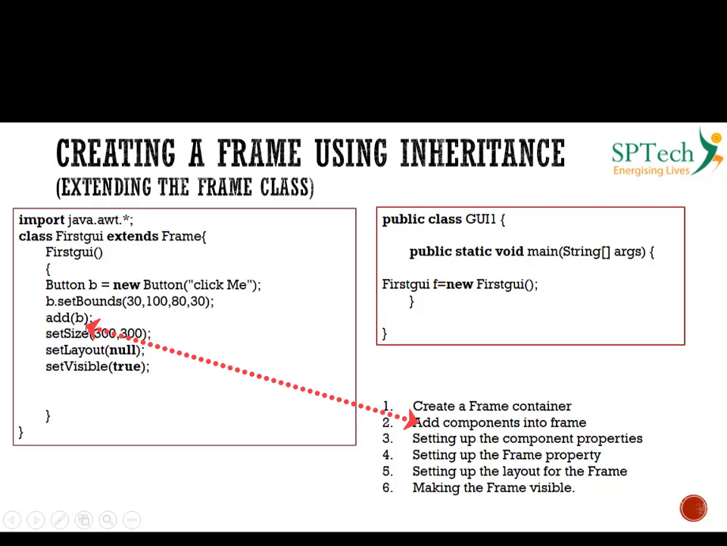After specifying the component properties of that button, I am adding that component into the frame. I do that by using the add function, and I am passing this object called B. Which means that this B is a button, so the button is added inside the frame. Then I am setting the size of the frame. I am giving two arguments here, 300 and 300. This will set the width and height of the frame.